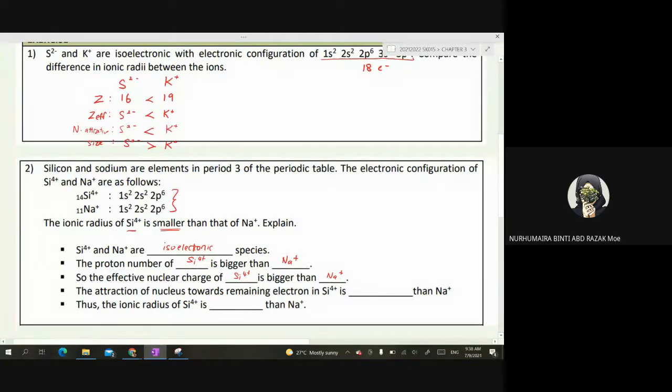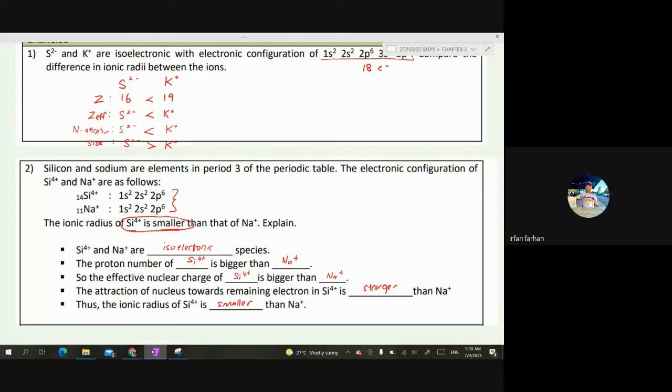Smaller. Attraction is the force, right? So we use stronger or weaker. So which one? Stronger. And therefore, ionic size of Si4 positive is? Smaller. You repeat and make a conclusion according to the questions. Okay?